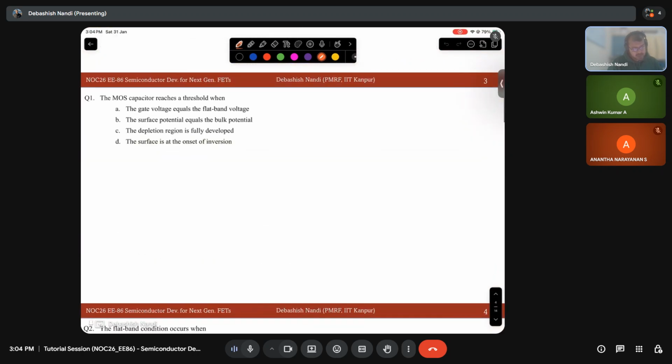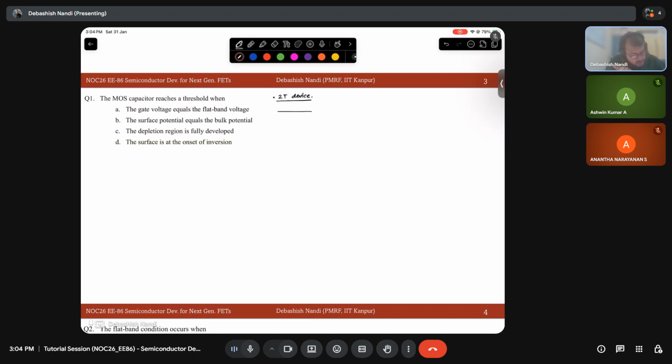Yesterday I stopped at MOSCAP band diagrams. MOSCAP is basically a two-terminal device. I discussed how to draw the band diagram and what things we should be focusing on. Today I plan to extend that discussion towards multiple regions of operation.